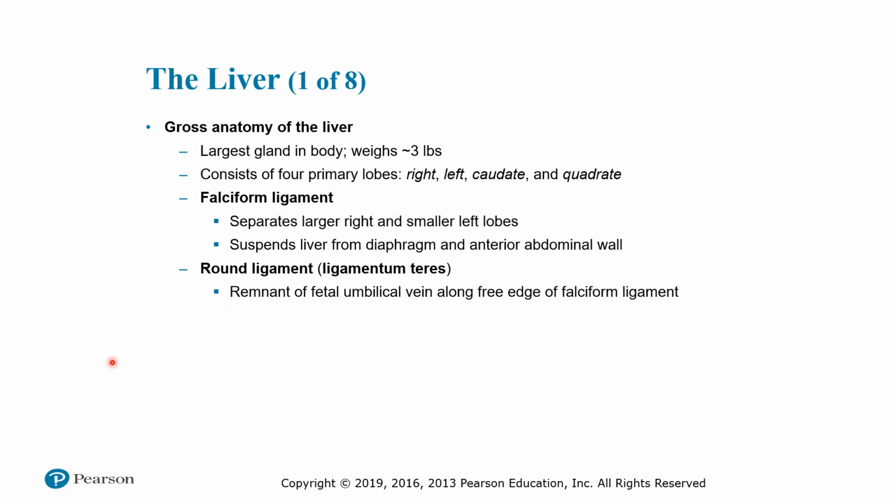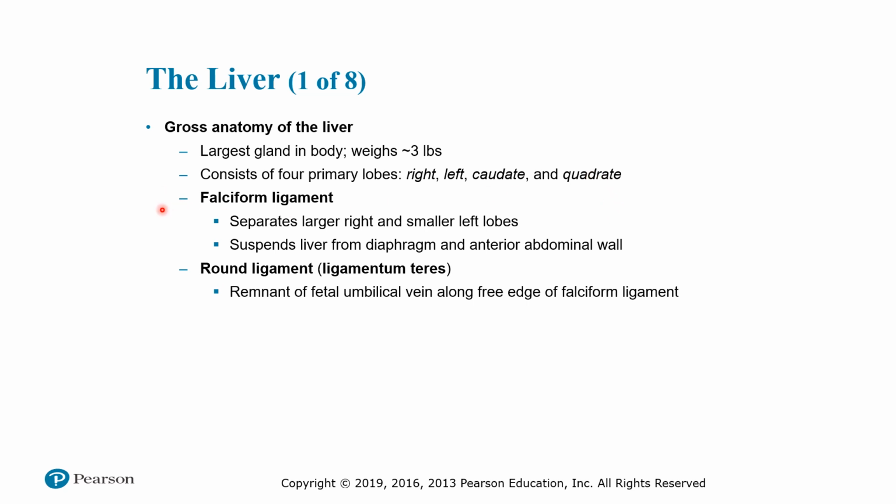Now let's go to the liver. So the liver is a large gland. It consists of four primary lobes: the right lobe, which is the largest, the left lobe, the caudate lobe, and the quadrate lobe. The caudate lobe and quadrate lobe are present on the inferior surface.